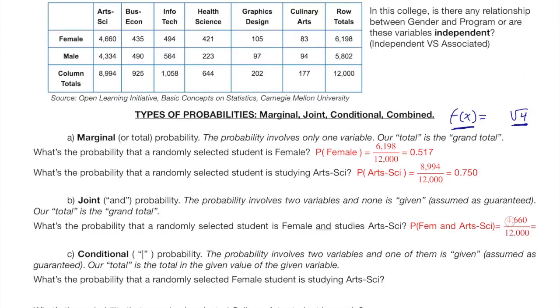Among the 12,000 students, only 4,660 are female and enrolled in art sciences. Usually this type of probability uses the word "and", but don't rely on that because you can also find the same question phrased without the "and". For example, what's the probability of selecting a female art student? It's the same question with no "and".